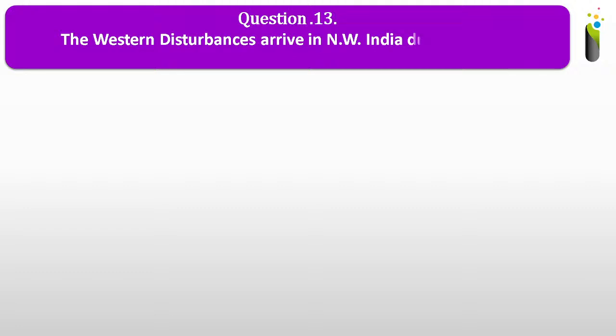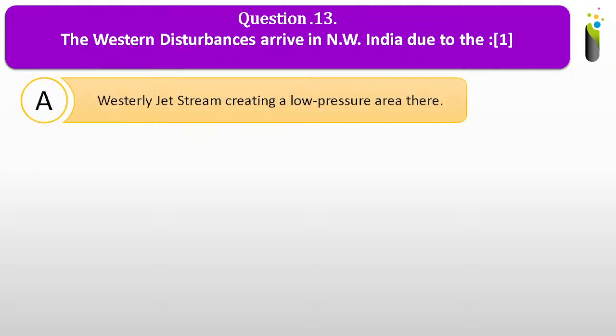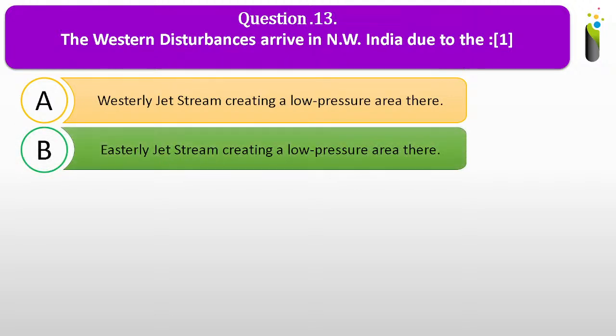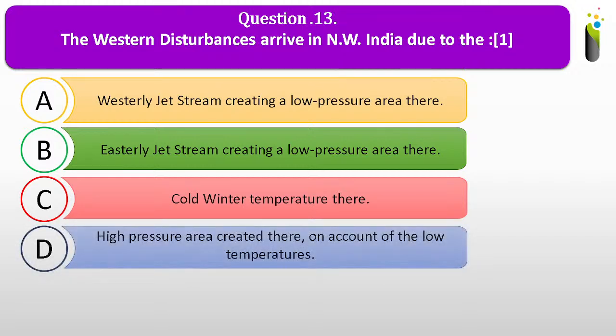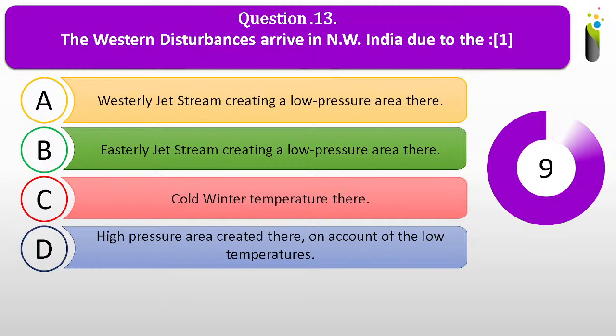Now, coming to the next question. Question number 13. The western disturbances arrive in northwest India due to the dash. A. Westerly jet stream creating a low pressure area there. B. Easterly jet stream creating a low pressure area there. C. Cold winter temperature there. D. High pressure area created there on account of the low temperatures.